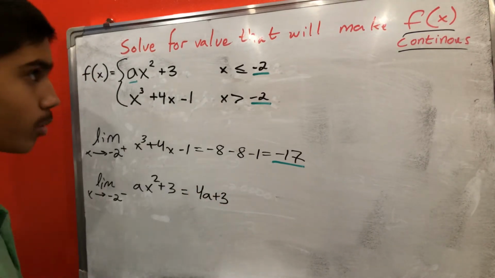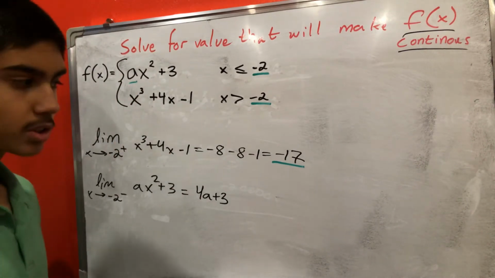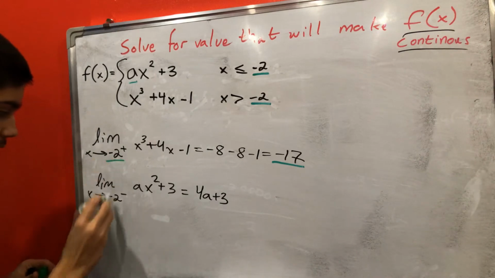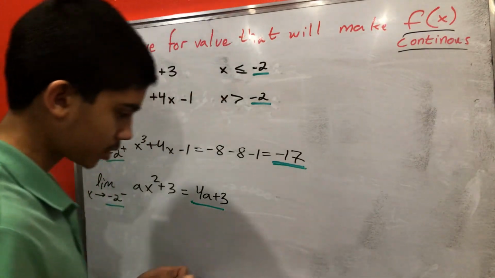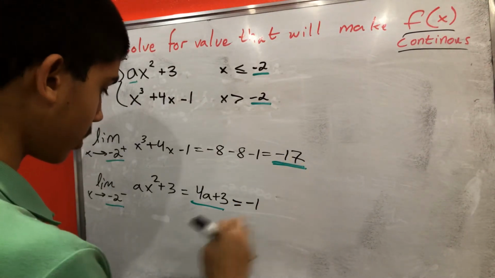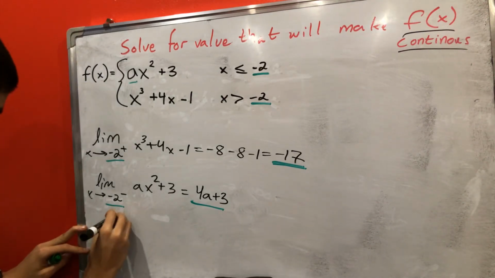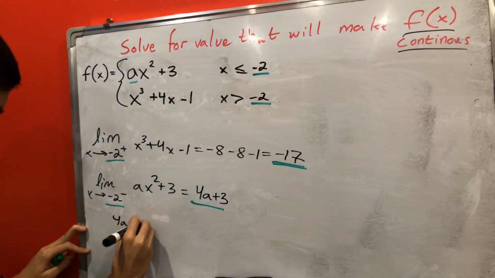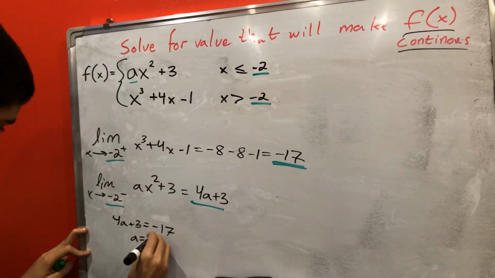And remember, we want to see what value of a will make it continuous. A function is continuous if the left limit and the right limit are equal. So this one has to be equal to this one. We're just going to set up a pretty quick equation. If we were showing our work, we want to be more organized, like on the AP test. So 4a plus 3 equals -17, and a equals -5.